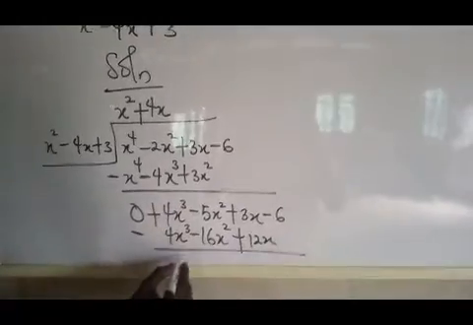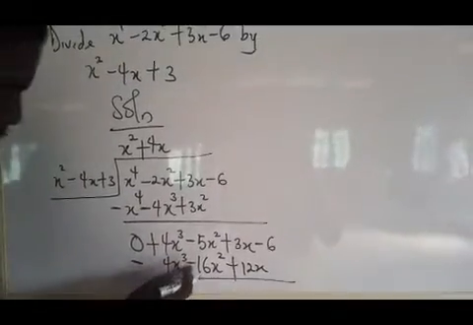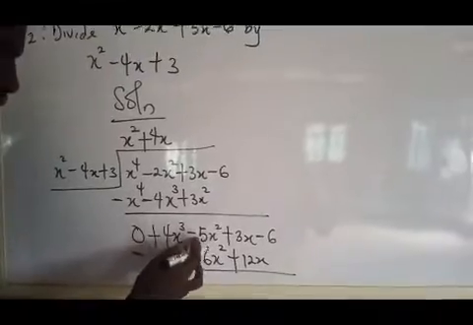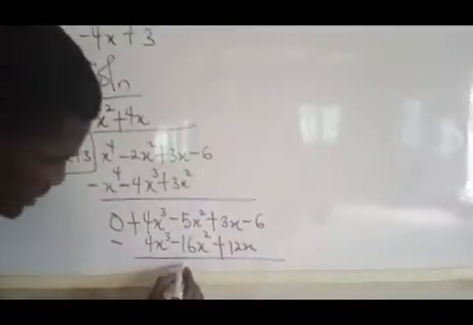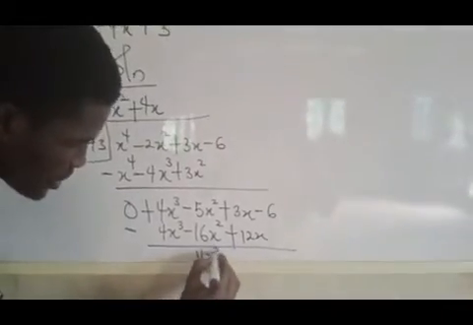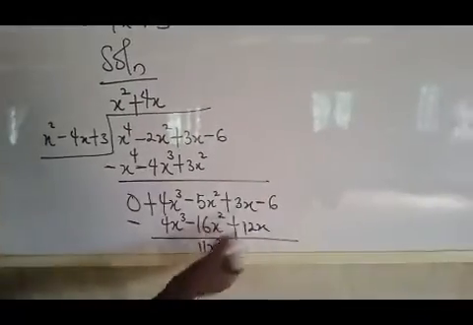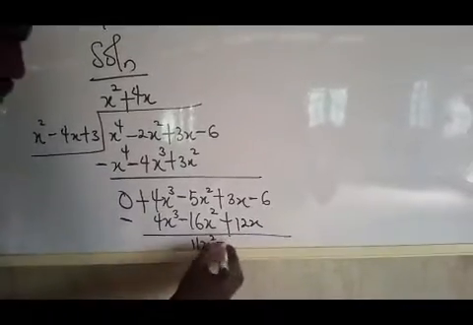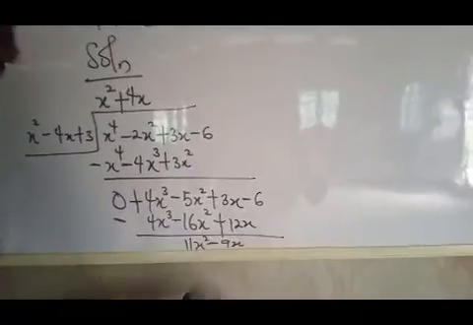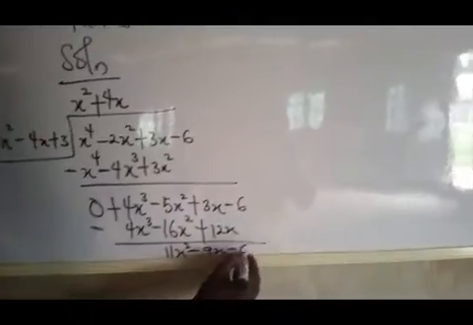This one will cancel this. So that's all. Minus times minus is plus. Minus 5x squared plus 16x squared will give me plus 11x squared. Then 3x minus 12x will give me minus 9x. Then drop 6, so that's minus 6.